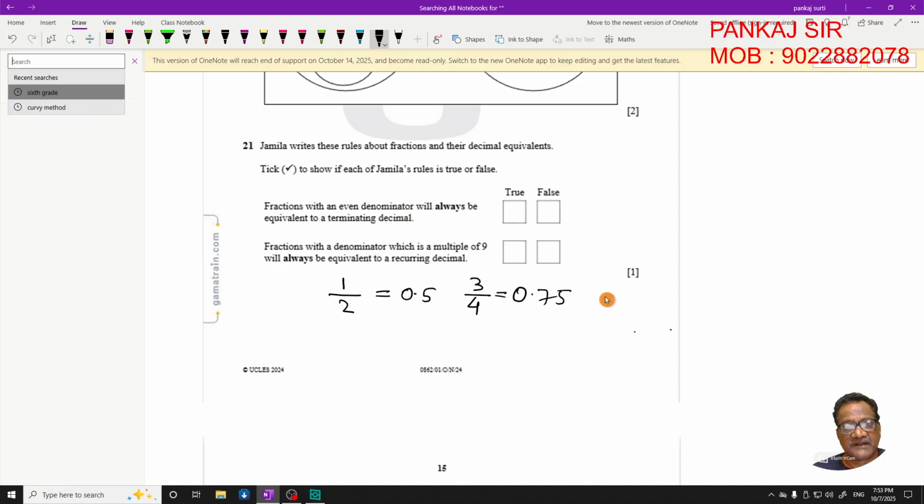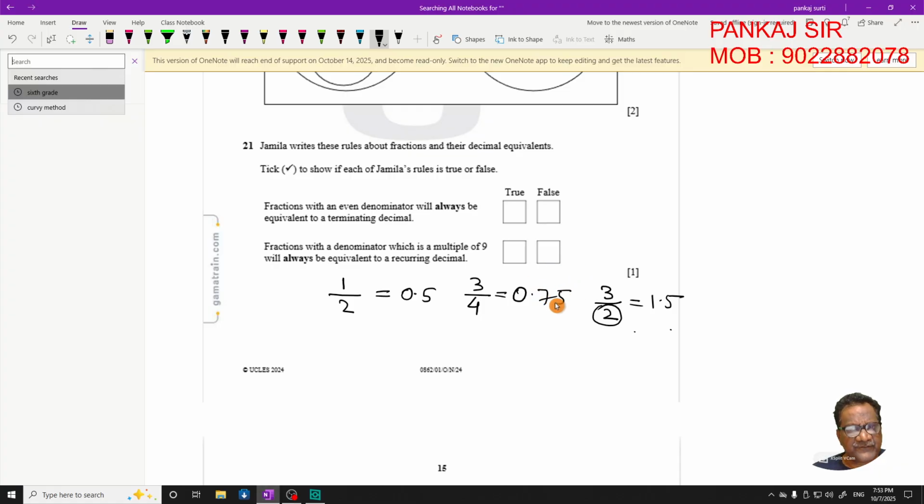Okay. Now, if I do 3 over 2, what am I doing? In the denominator, I am taking 2, an even number, which she has told us to take. But in the numerator, we have the liberty, so I am taking 3. And 3 upon 2, I am getting as 1.5. But this is also terminating. Okay. This is also terminating. Right.